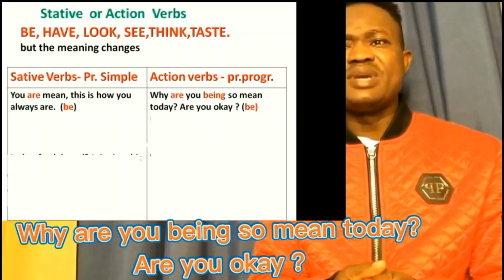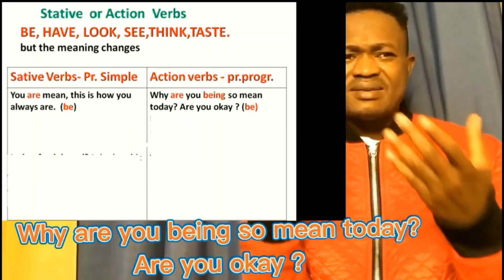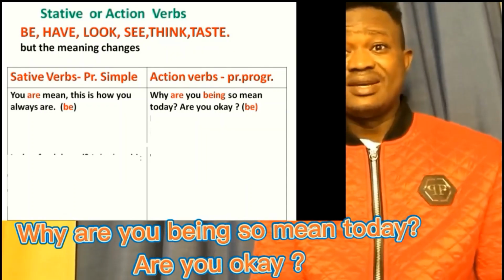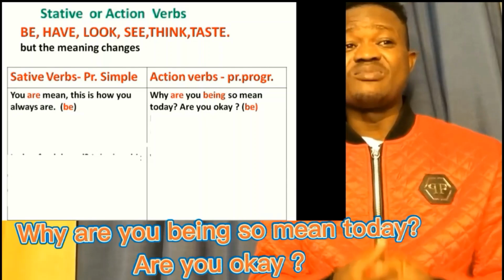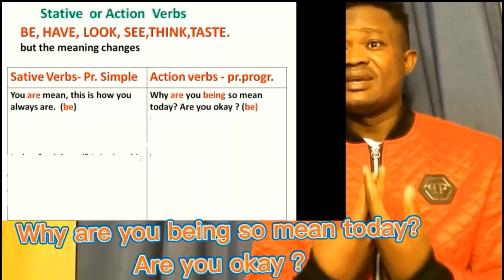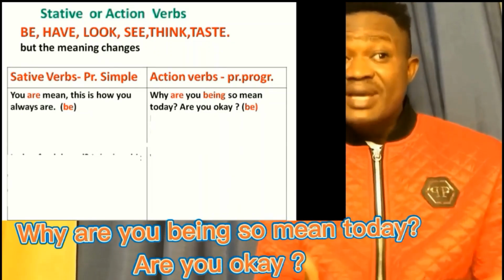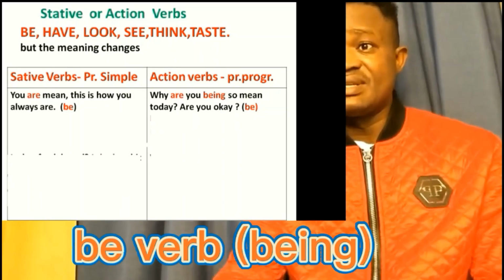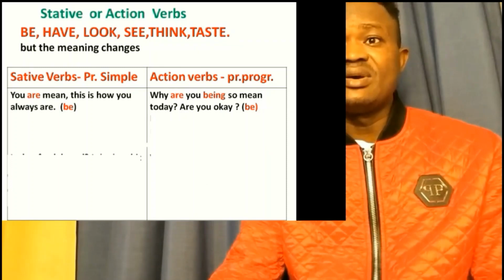Why are you being so mean today? So you just became an evil person today, just today. So it's not something regular, it's not something in you. That's why they ask you the question, are you okay? So that's the be verb. Okay, you see the difference in the be. Okay, all right, let's go.